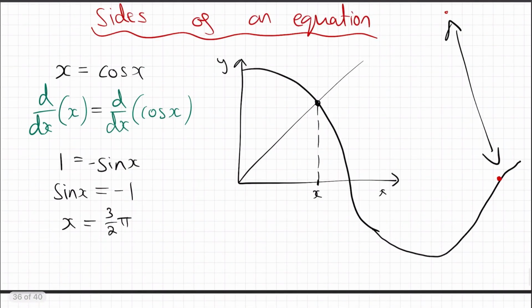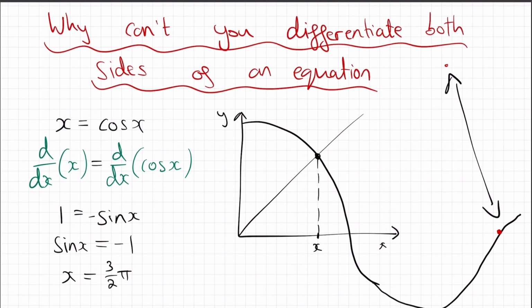I'll try and summarize pretty briefly. You can't differentiate both sides of an equation, because when you differentiate both sides of an equation, you're actually solving for when their gradients are the same rather than when their points are the same. And remember that the derivative takes in an entire function and returns another function. So it's not a regular operator in the same sense as dividing both sides by 2 or squaring both sides. So that's why you can't differentiate both sides of an equation.